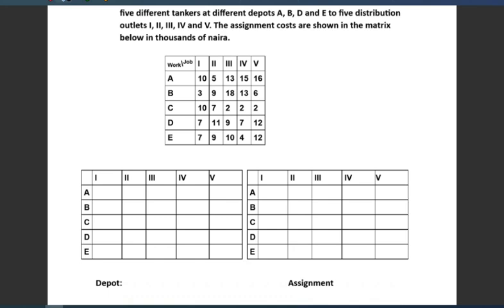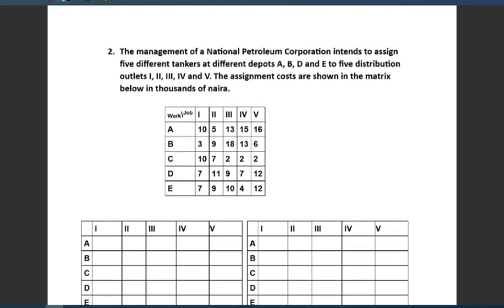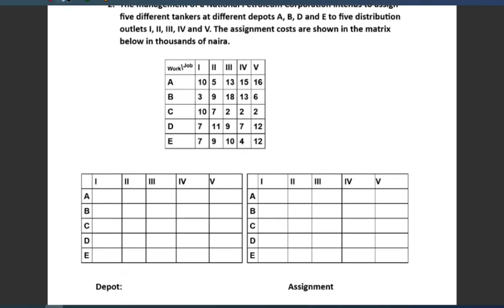Now you see that I have two tables here. Here we're going to do row scanning, and so the question is basically the same, but here we have 5 depots, 5 different tankers from depots A, B, C, D, and E to 5 distribution outlets, 1, 2, 3, 4, and 5. So again, we'll do the same thing. Now we'll start with row scanning. You don't need to write all of this down. What you just need to do is write out the rule, just take the rules.